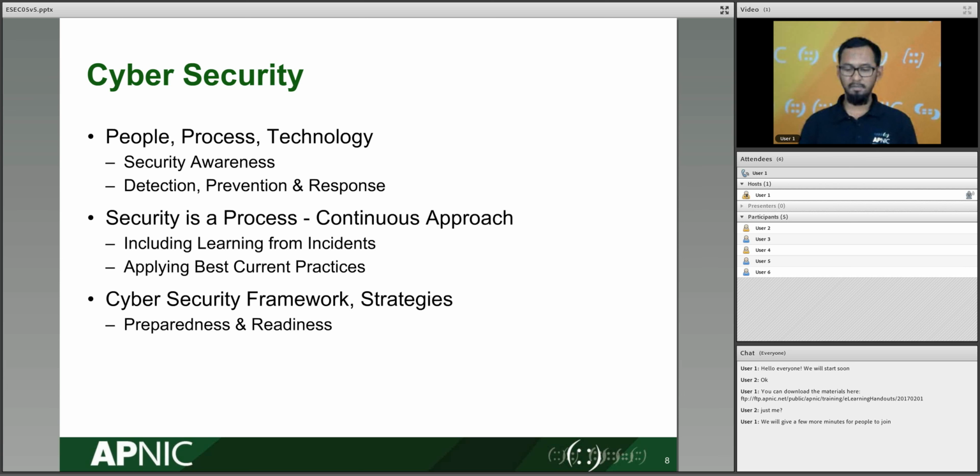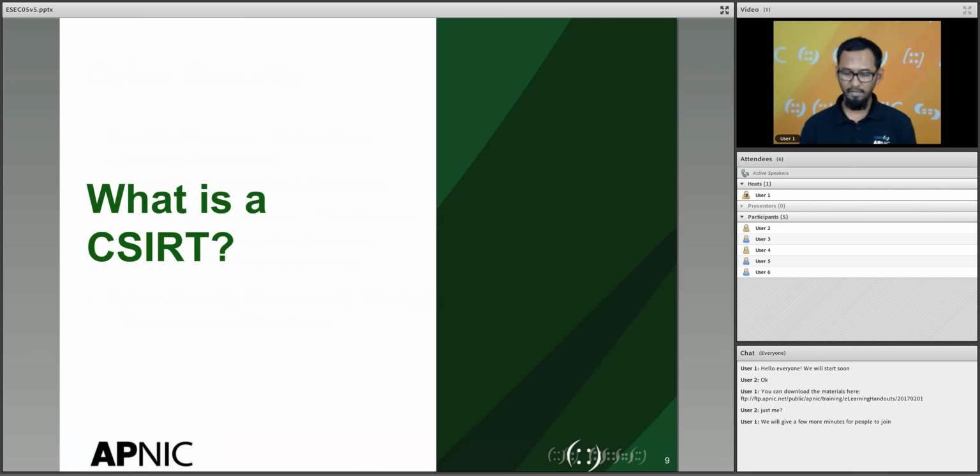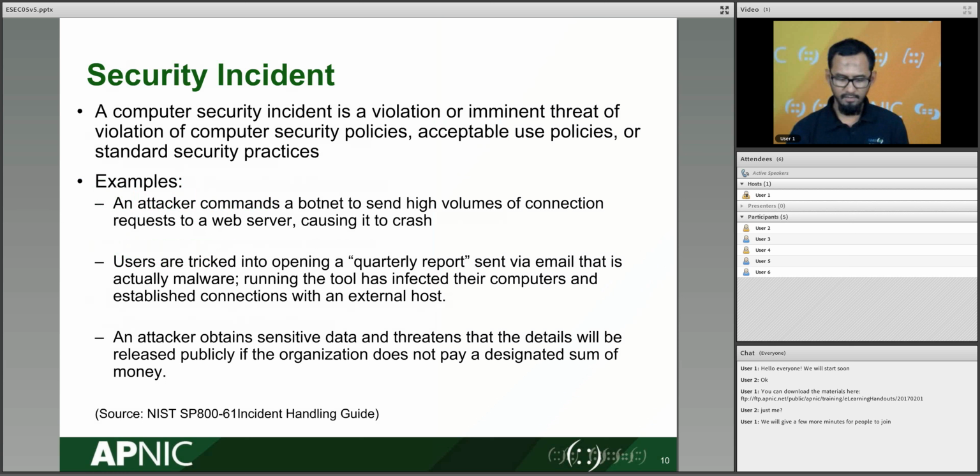And last but not least, we are not talking about all of this in silos, right? There's a lot of work being done already out there, talking about cybersecurity frameworks, strategies, and so on and so forth. And this is all to make sure that organizations are prepared and ready to face the risk or the threats in the cyber world. Now, let's go to the next section. So, what is a CSIRT?